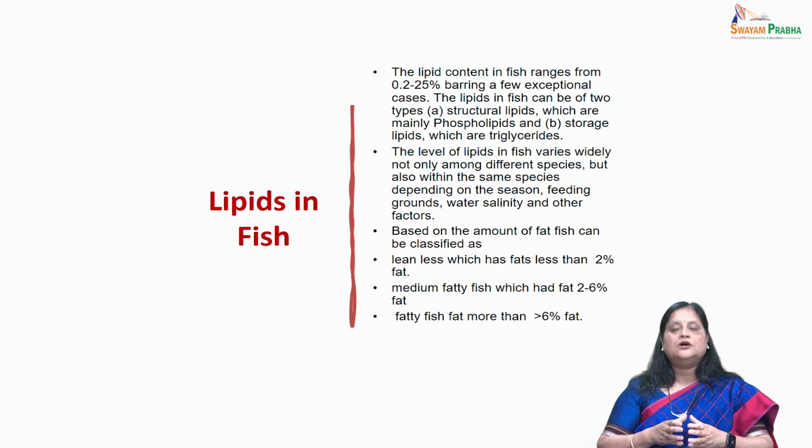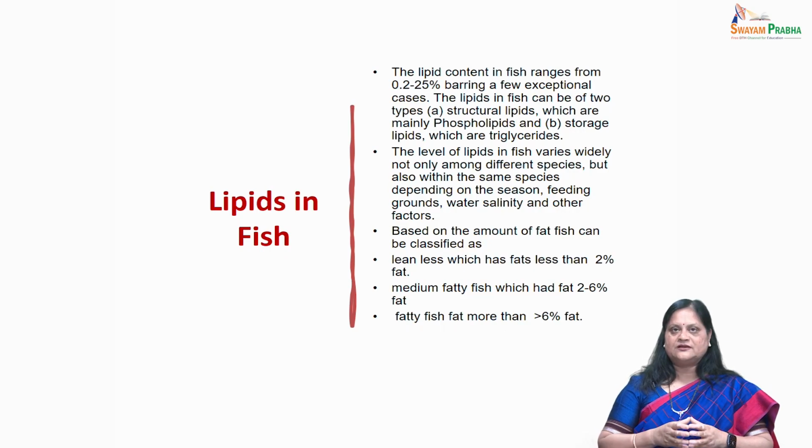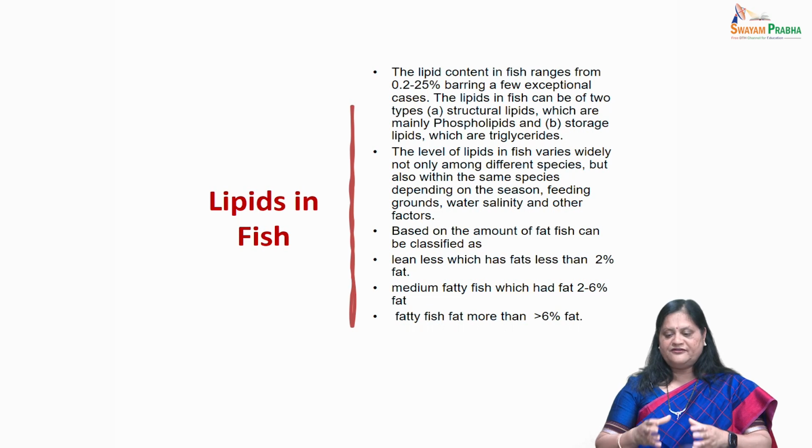Lipids in fish. The lipid content in fish ranges from 0.2 to 25%, barring a few exceptional cases. The lipids in fish can be of two types: structural lipids, which are mainly phospholipids, and storage lipids, which are triglycerides. The level of lipids in fish varies widely, not only among different species but also within the same species, depending on the season, feeding grounds, water salinity and other factors.